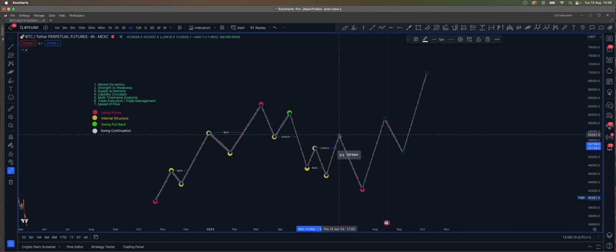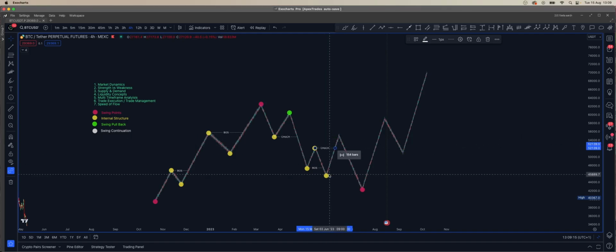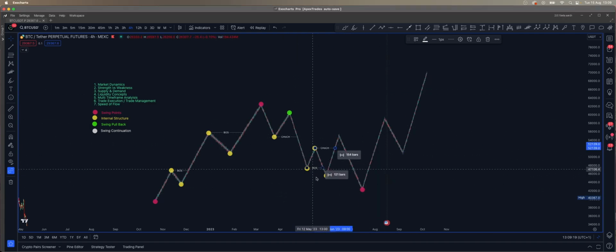Now here we have another change of character. Price comes up here, but right now what are we waiting for? Does this low hold and then we go higher, or does it break? Which can very much happen.